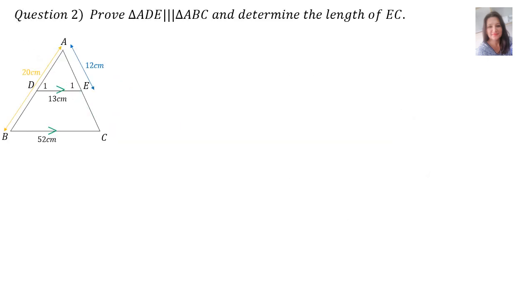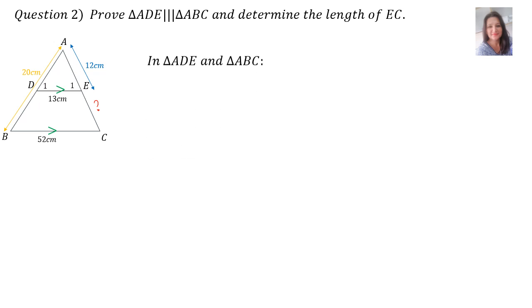Question 2. Prove triangle ADE is similar to triangle ABC. And the second part of this question wants us to determine the length of EC, which is this one. Now let's start with the first part of this question, where we need to prove that triangle ADE, the little triangle, is similar to triangle ABC, the big triangle.